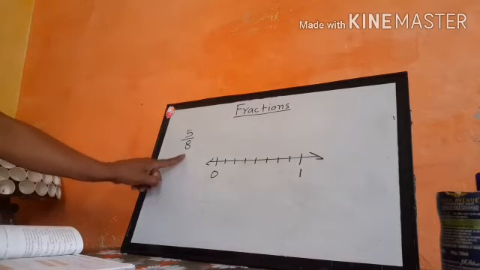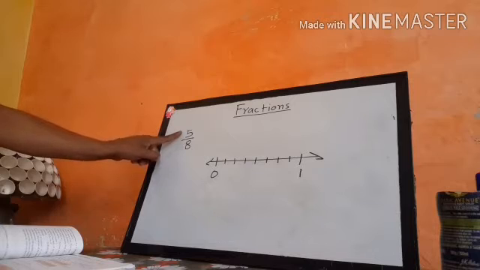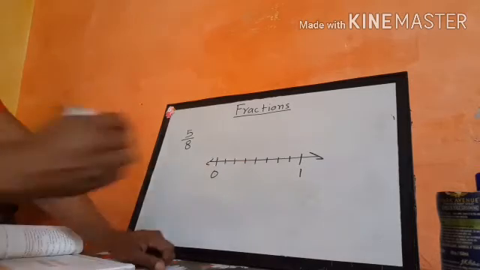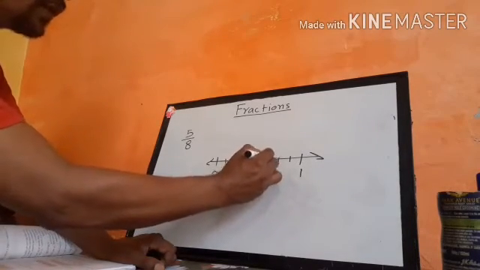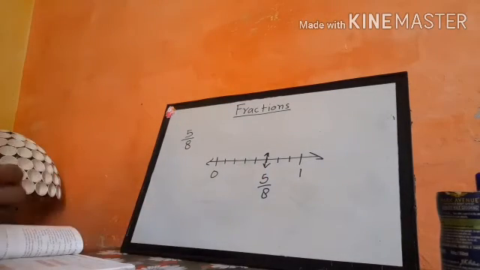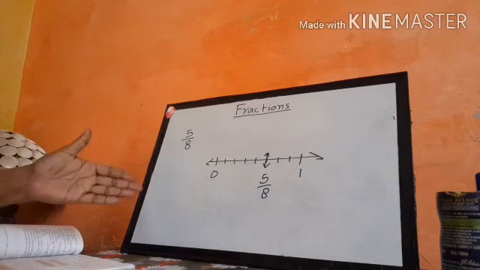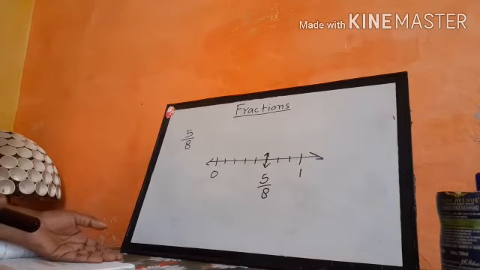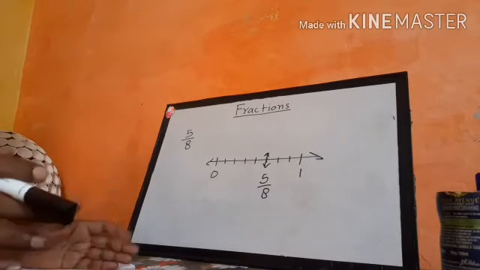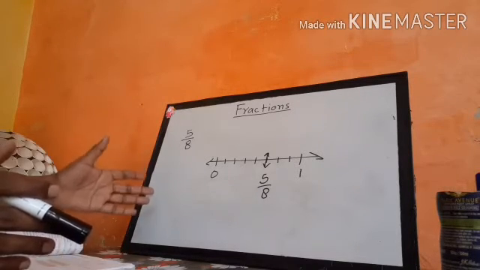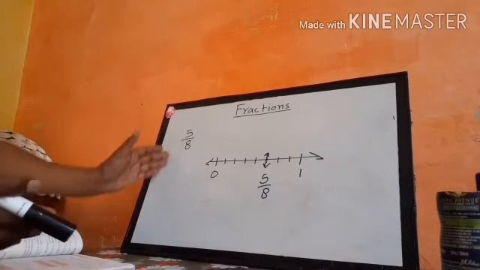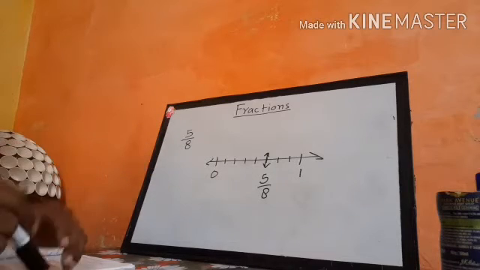So out of these 8 parts, you should choose 5. Take the 5. Start from here. So 1, 2, 3, 4, 5. So this point is 5, and it will represent the fraction 5 upon 8. In such a way, you can represent the like fractions and the unit fractions on the number line. Students, I am again repeating, like and unit fractions are also known as proper fractions. So actually we are representing the proper fractions on the number line.